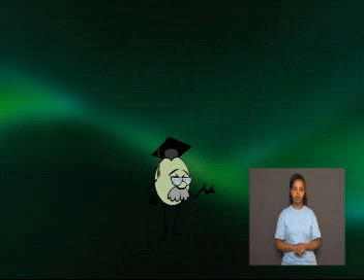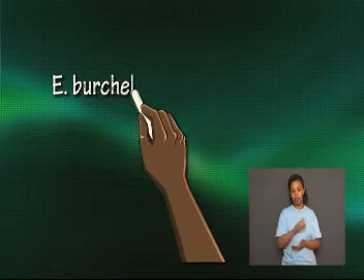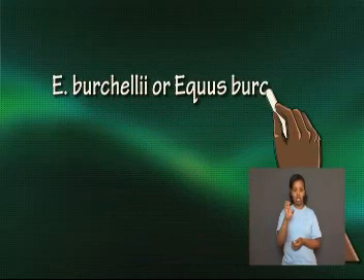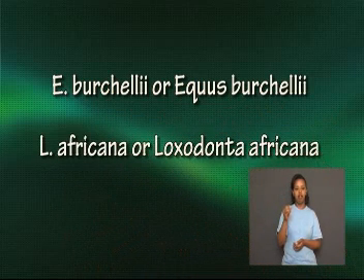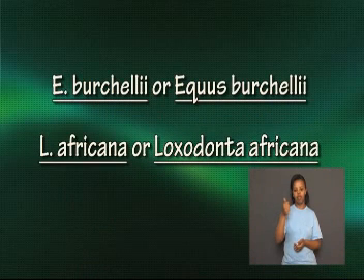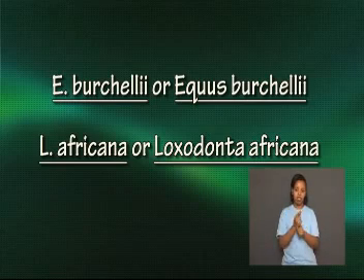Time's up. Let's get back to our lesson. Hello again, students. I hope you were able to properly handwrite the names for each organism. If you wrote the names Equus burchellii and Loxodonta africana and underlined the words, then you have completed this activity correctly. Good work.